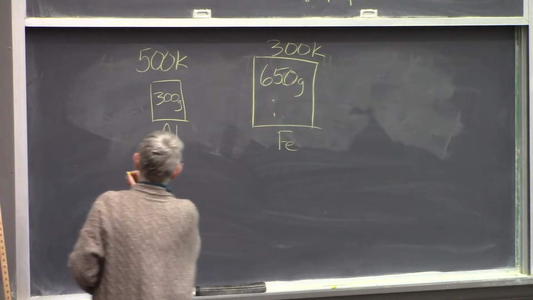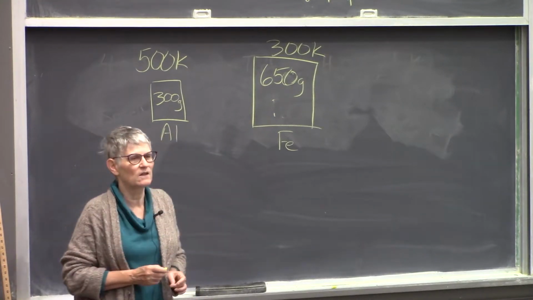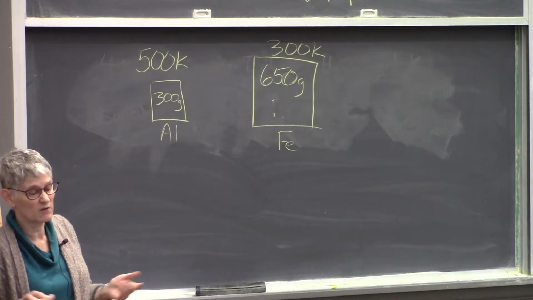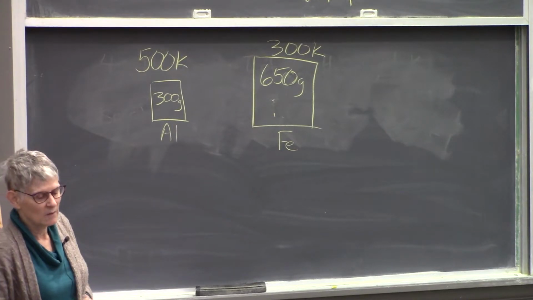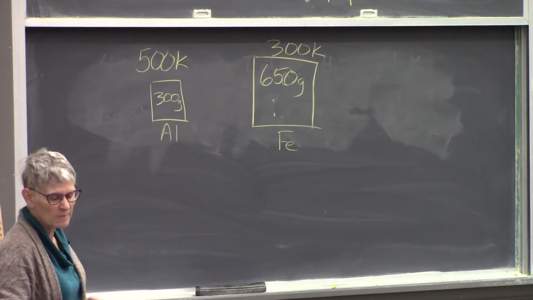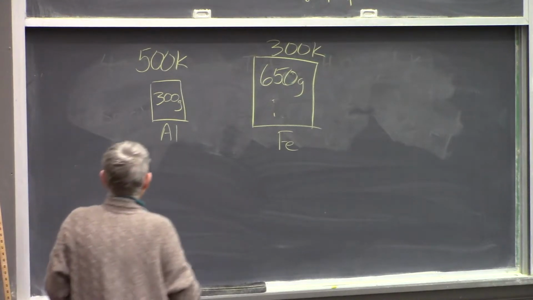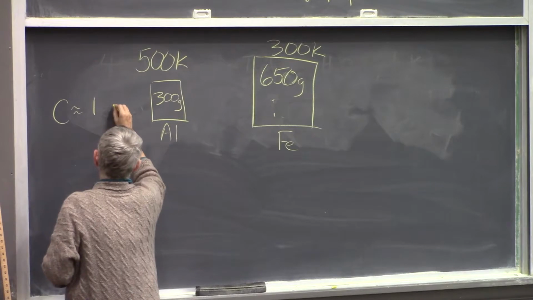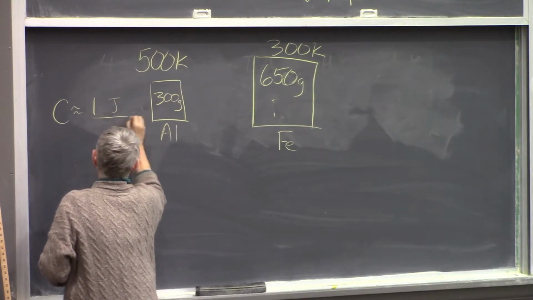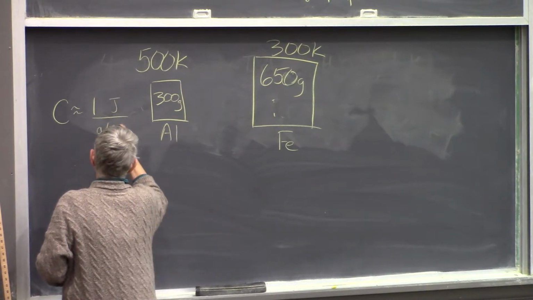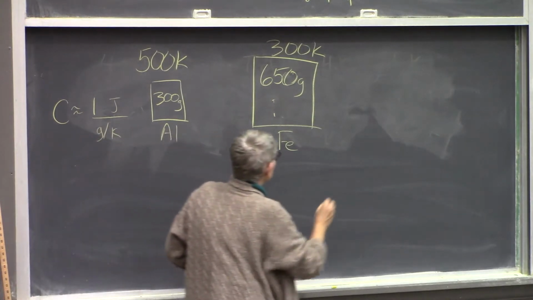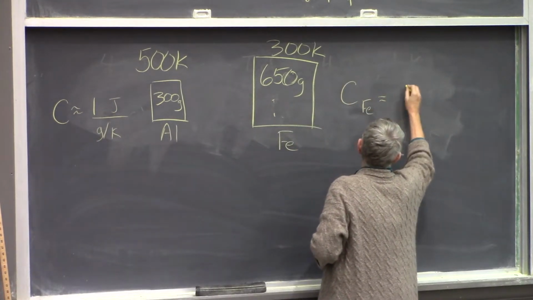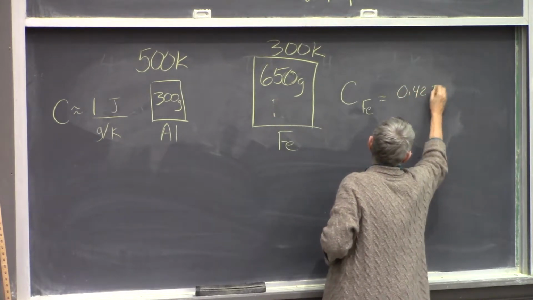Now, specific heat actually at low temperatures, well at any temperature, is a function of temperature. But at this temperature, the specific heat of aluminum is about 1 joule per gram per Kelvin, and the specific heat of iron is about 0.42 joules.